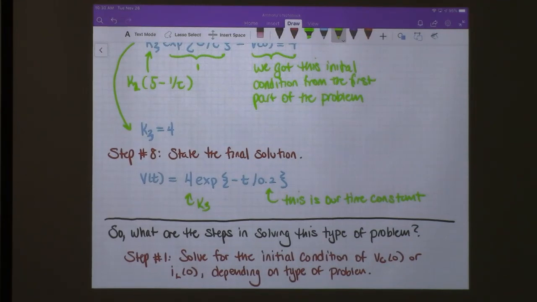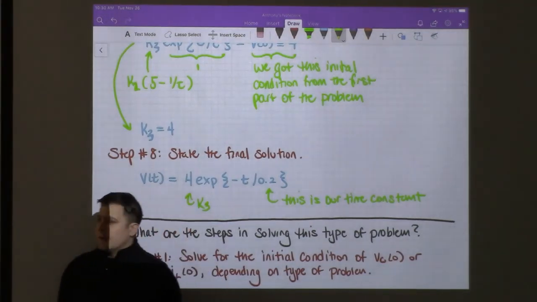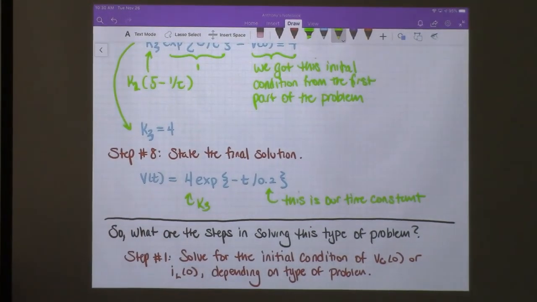So V of t is equal to 4 e to the negative t over 0.2. In the very beginning, yes? Yeah.